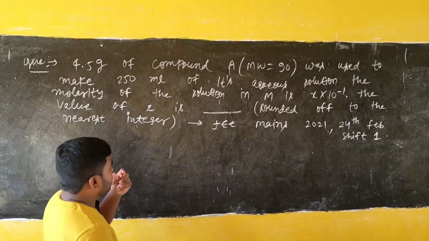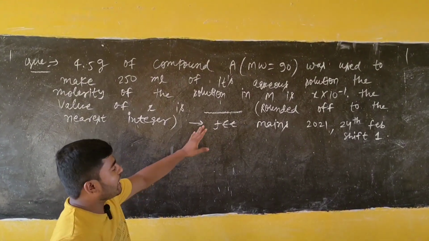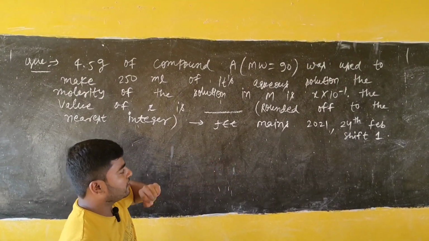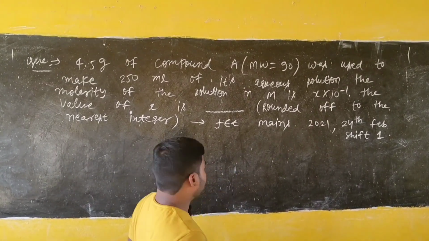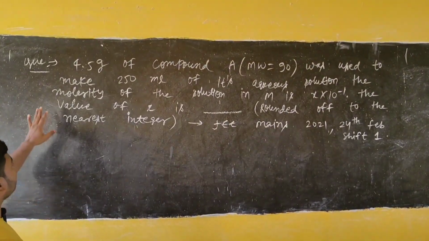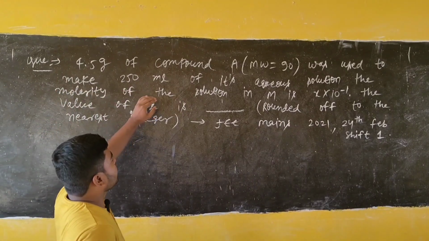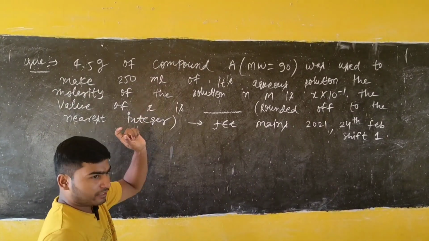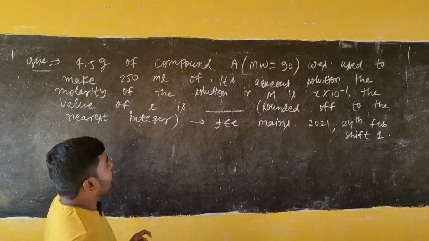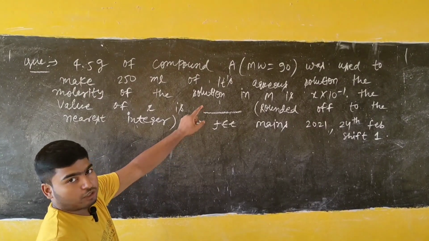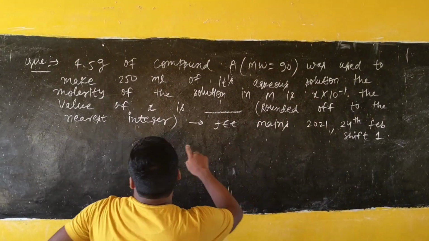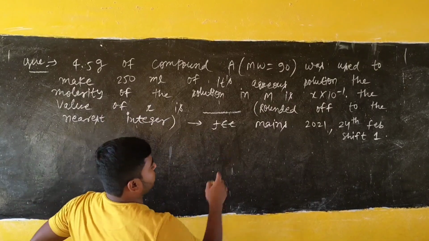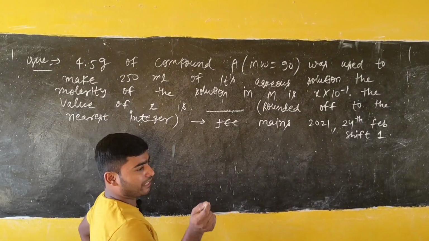Now let us read the question. This question was asked in 2021 JEE Mains, on 24th February, in the first shift. 4.5 gram of compound A, molecular weight (MW means molecular weight) given as 90, was used to make 250 ml of its aqueous solution.